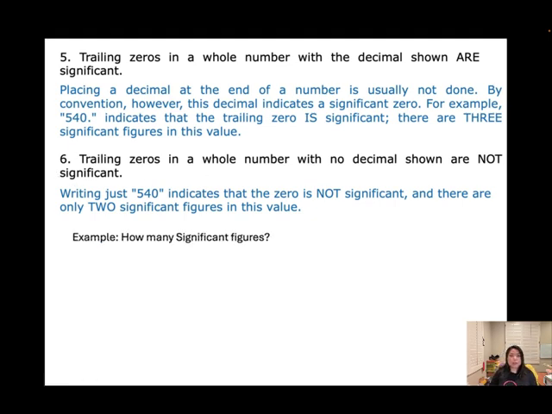Okay, example: how many significant figures? I want you to try it, just write down how many significant figures for each number.